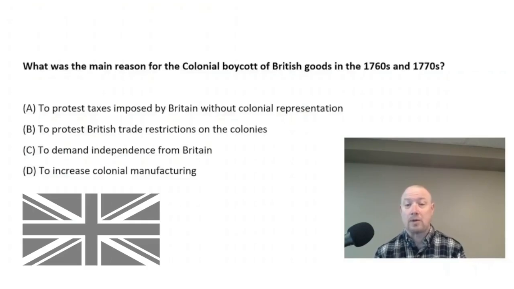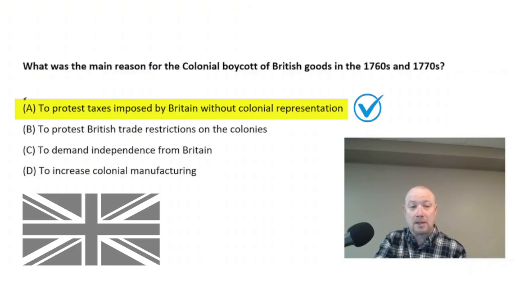Okay, so what was happening in the 1760s and 1770s? Well, Britain imposed the Stamp Act and the Townshend Act on the colonies, which were taxes. And this led to the Boston Tea Party, which led to the Revolution. So the correct answer here was A, to protest the taxes imposed.